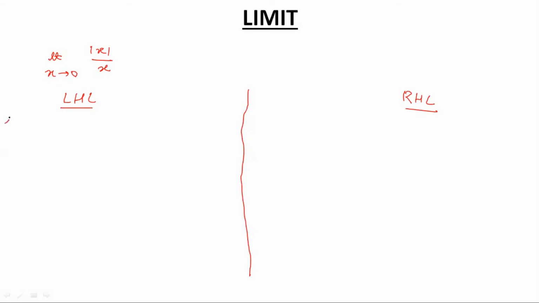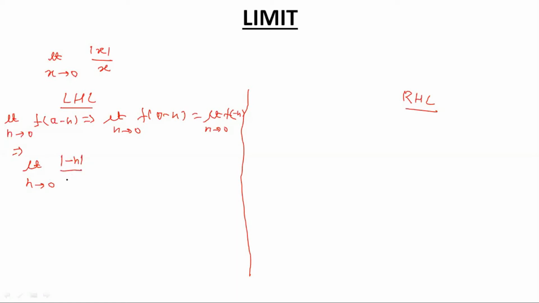For LHL, limit h tends to 0 f(a minus h) is equal to limit h tends to 0 f(0 minus h) is equal to limit h tends to 0 f(minus h). So we will put minus h instead of x. Limit h tends to 0 modulus of minus h upon minus h. Modulus function always gives a positive value, so h upon minus h will give minus 1.